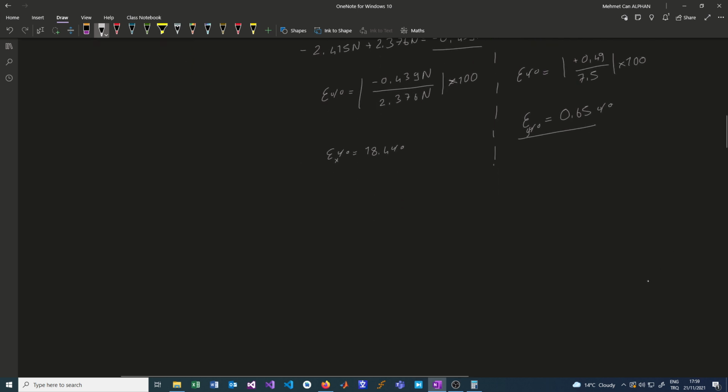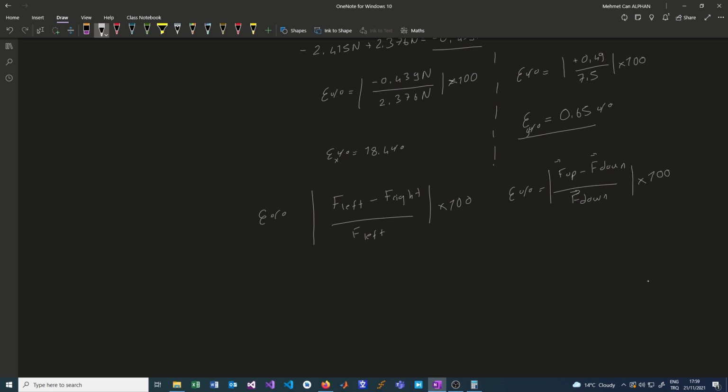So for the generic rule, how do we find the error on the x-axis? F left minus F right, divided by one of the forces, F left or F right. Take the absolute value, multiply it with 100 to get the error. For the y-axis, F up minus F down, divided by F down or F up. I will just prefer the F down, times 100, like in my case. So we can find out the error by using the generic error formula.